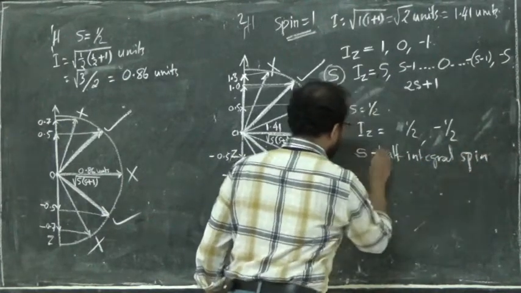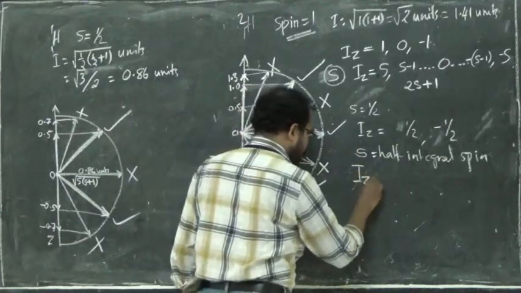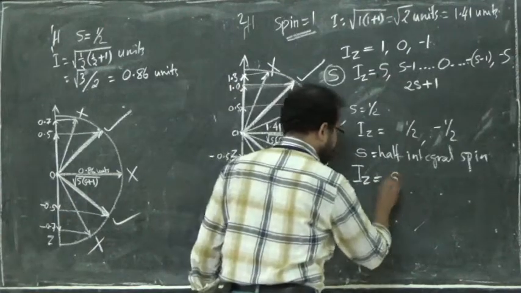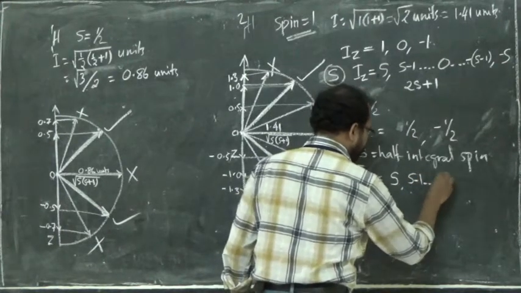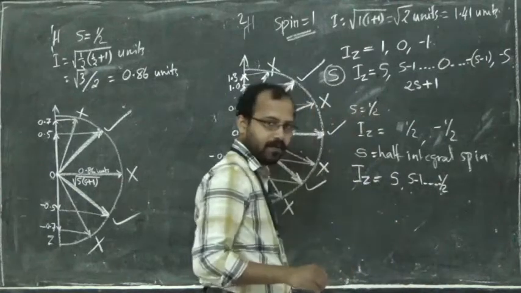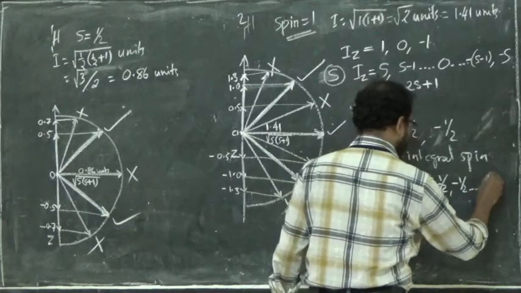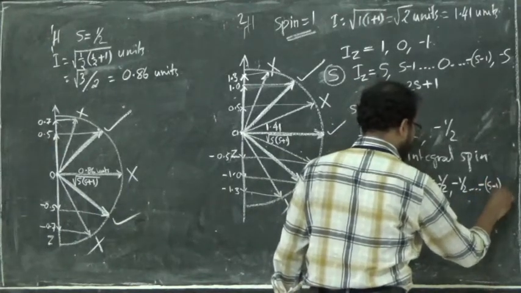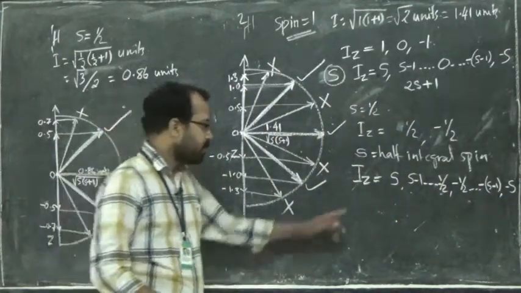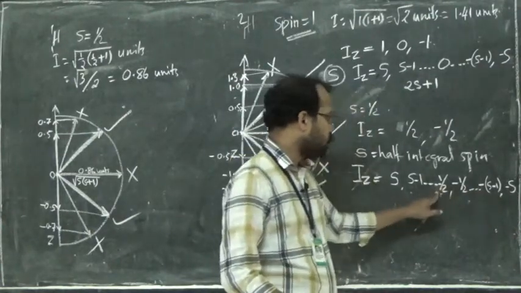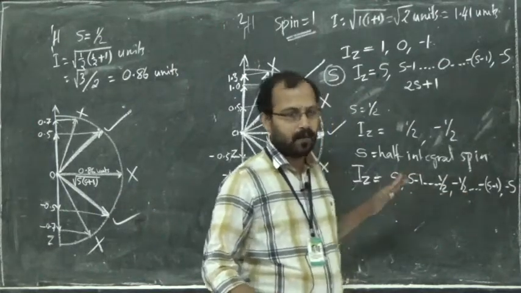If the half integral spin is equal to S, then in that case, the allowed Iz values are minus S, then S minus 1, etc., to half, then minus half, etc., to minus of S minus 1 to minus S. These are the allowed components, through minus half, through half and minus half. These are the components possible here.